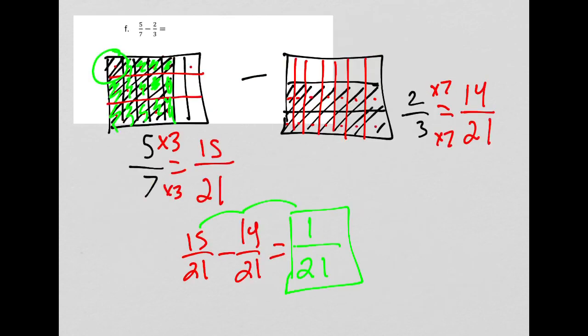So the main idea here is that when you're subtracting fractions, you need to find a common denominator, and you can do so pictorially. And then once you find your common denominators using your rectangle fraction models, then you can do your subtraction and find your final answer. So hopefully you have some understanding of how to subtract with fractions when we're finding common denominators today.